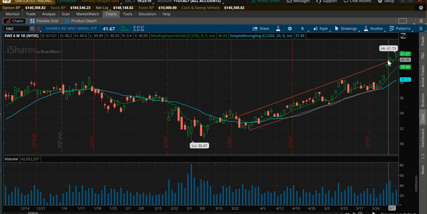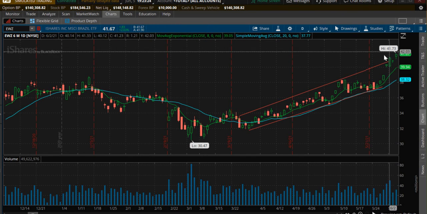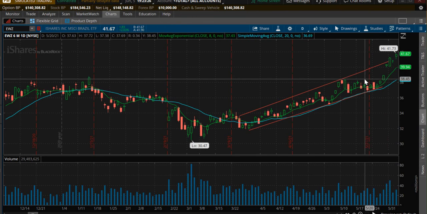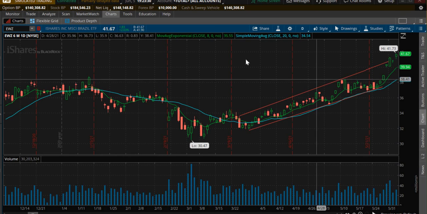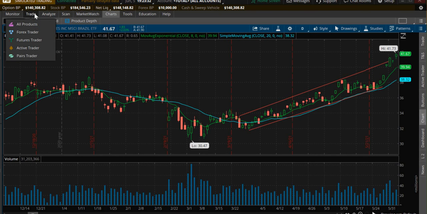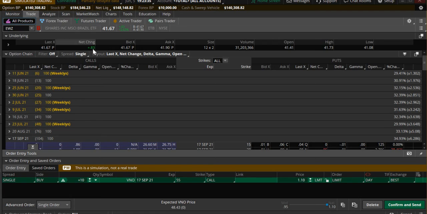So let's just say I'm satisfied. I've seen the crossover and I believe that this price is going to go up. So I want to place a trade on this. I'm expecting it to go up. I'm going to buy a call option if I place a trade. So let's go look at the trades and see what we have.